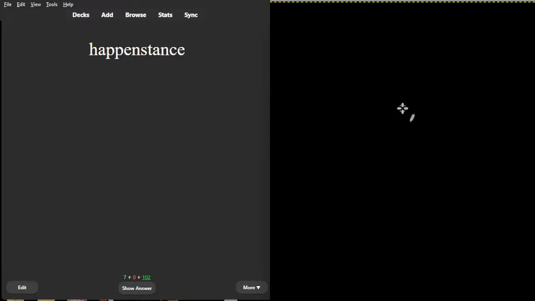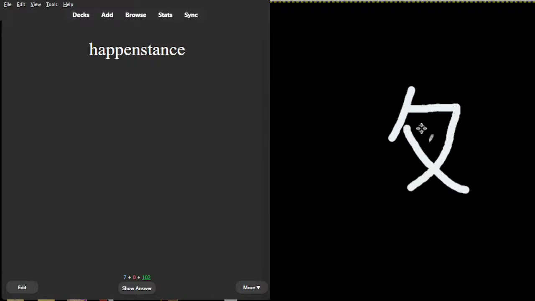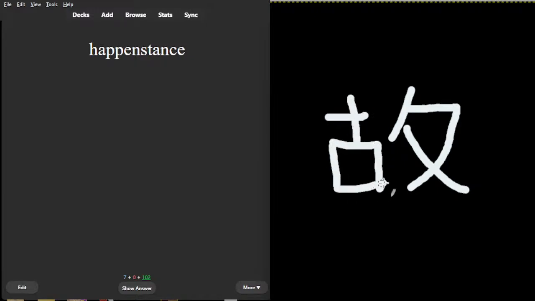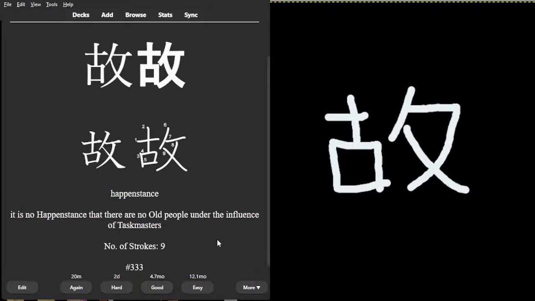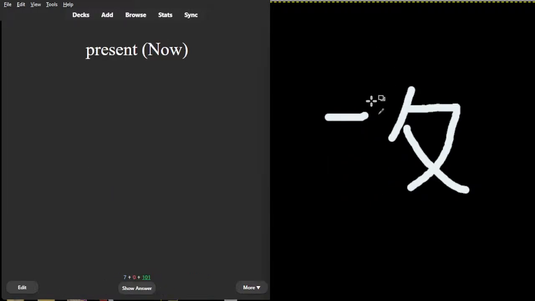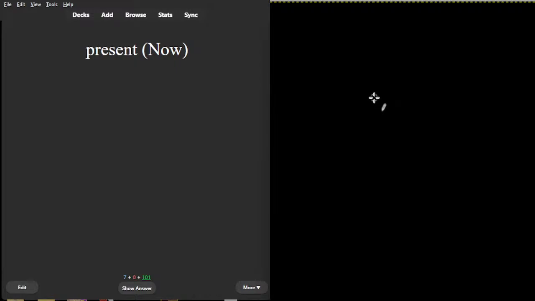Happenstance. This is Taskmaster. I think it's old. It's no happenstance that people who have lived under a taskmaster don't get to be old or something like that. Yeah. I'll put that good. I kind of knew it, but I have to think.